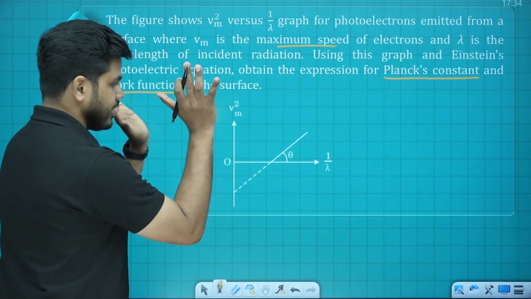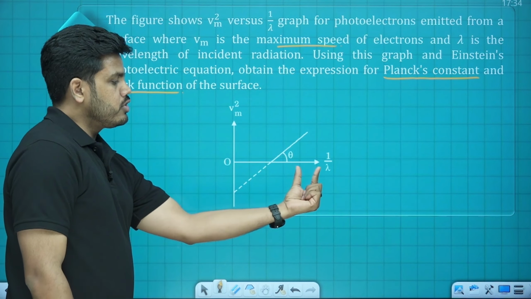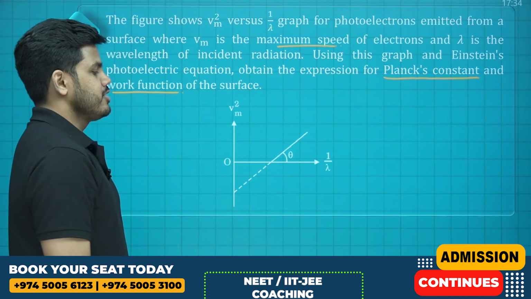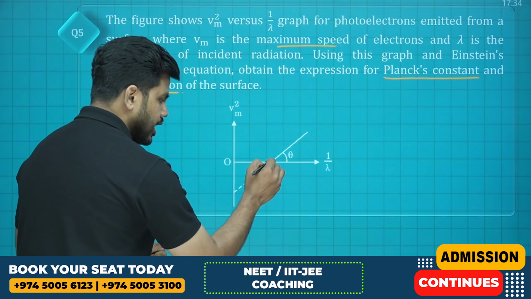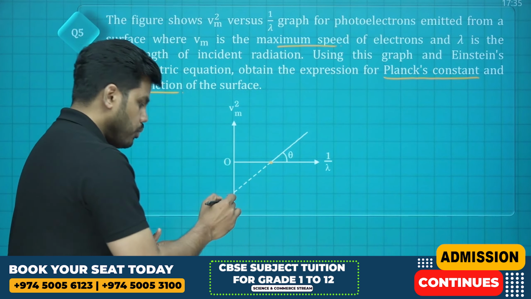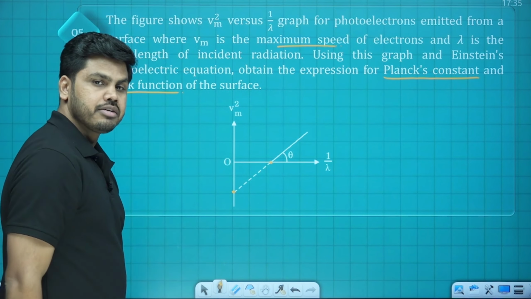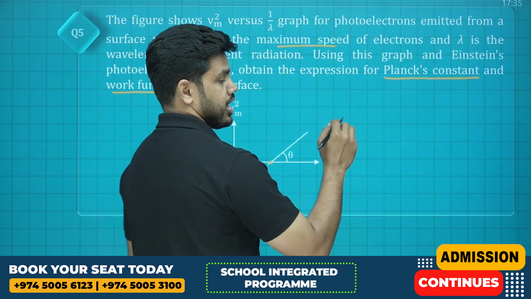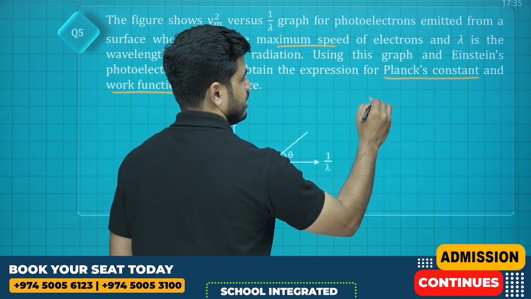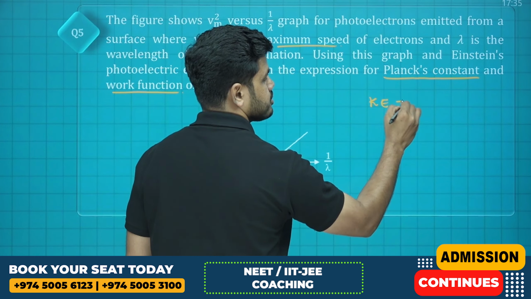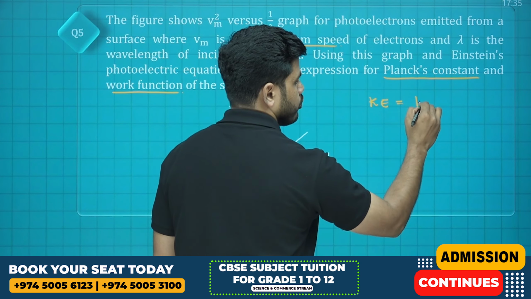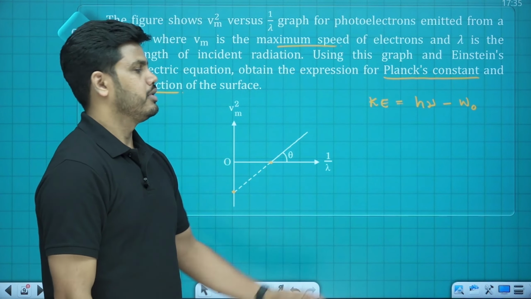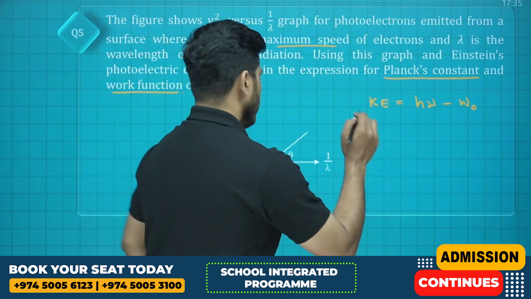First of all, let us analyze this Vm versus 1 by lambda graph. It is a straight line, so we have to check what its slope and y-intercept will be. For that, let us write down the equation. Einstein's photoelectric equation: kinetic energy max is equal to energy of incident radiation minus the work function, h nu minus W naught.